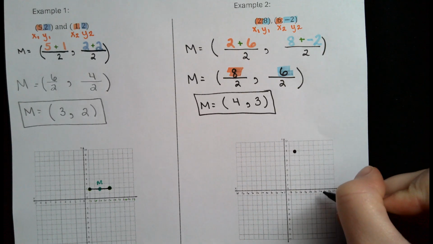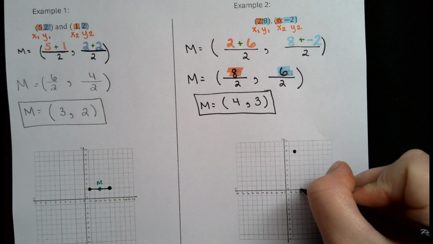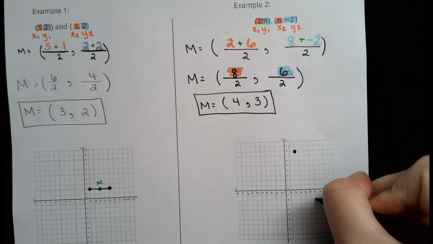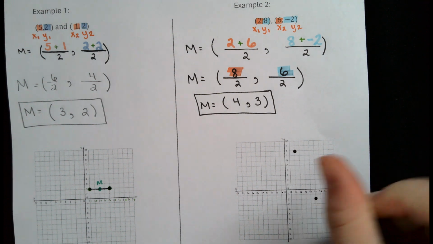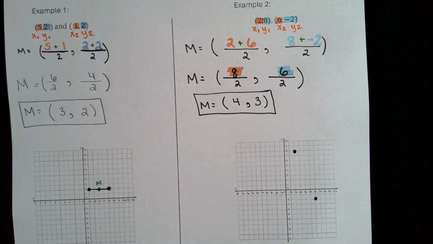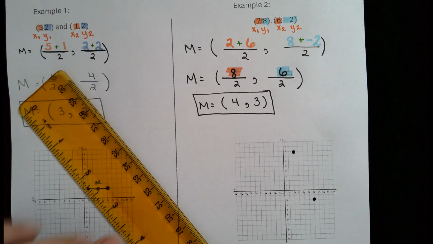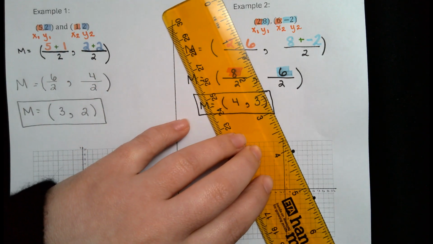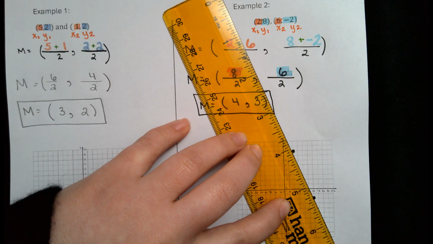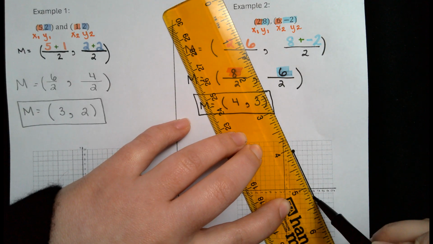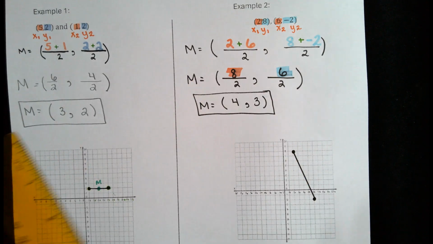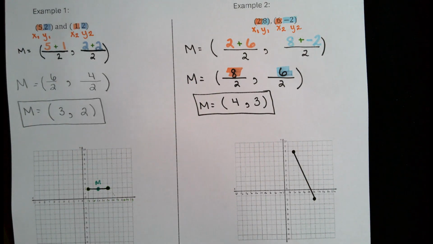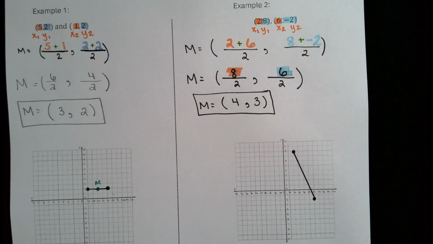Second point is 6 and negative 2. 1, 2, 3, 4, 5, 6. 1, 2. I'm going to pick up a ruler, connecting these. I'm just going to connect it. I'm not going to make it a line, so no arrows here. And I'm going to find where my midpoint is.